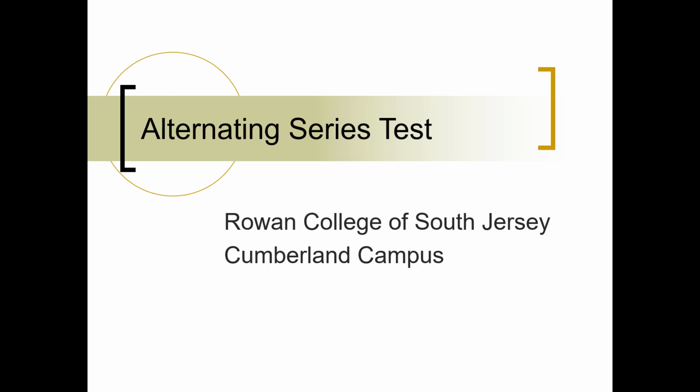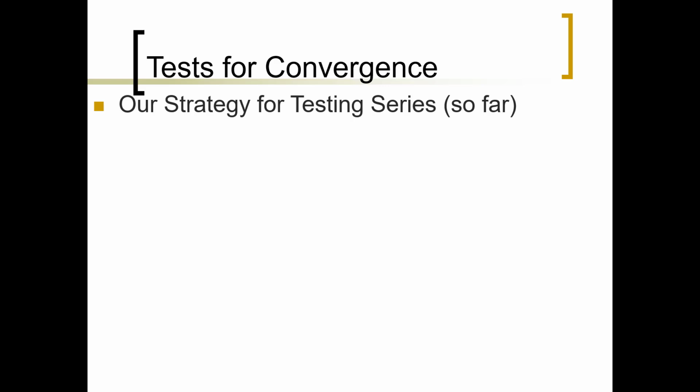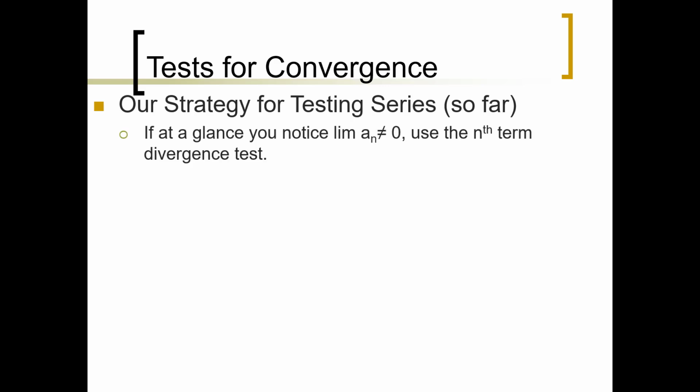So this presentation will go over the alternating series test. So far we have many different tests for convergence. Well, here's a strategy I use in order to figure out which one's used in what order. First thing I always do is look at the sequence that creates the series.